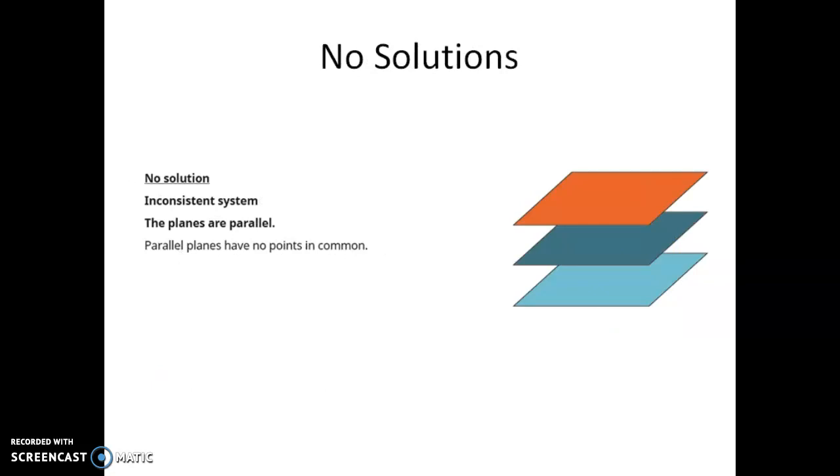So here's one of the cases where we would have no solutions. In this case, all 3 planes are parallel to one another, so they don't ever intersect at all. This would be considered an inconsistent system. There are no solutions, no points that sit on all 3 planes at the same time.